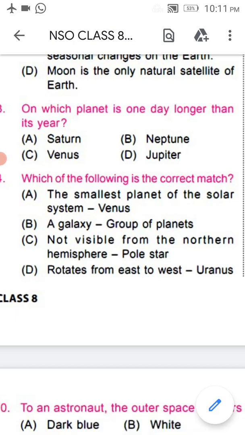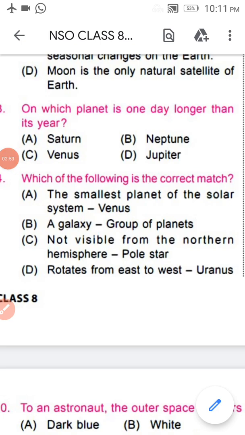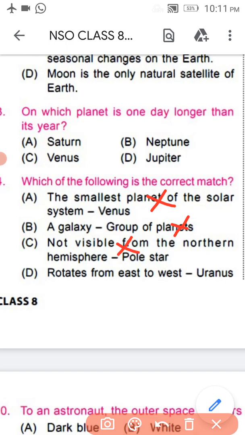Now come to question number 4. Which of the following is the correct match? The smallest planet of the solar system is Venus. No, this is not correct. A galaxy is a group of planets. This is also not correct. Not visible from the northern hemisphere: Pole star, not correct. Rotates from east to west: Uranus. So it is the correct option. So option number D is correct.